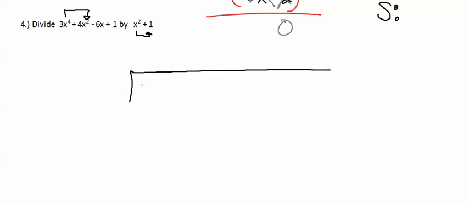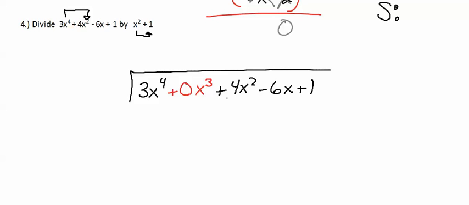So what we're going to do is put in what I call placeholders. I'm going to put in 0x cubed to represent that degree of 3. And then everything else follows the same. Now, you would do the same thing if an x squared or an x was missing as well. I'm going to do the same thing on the outside, x squared plus 0x, and then plus 1.